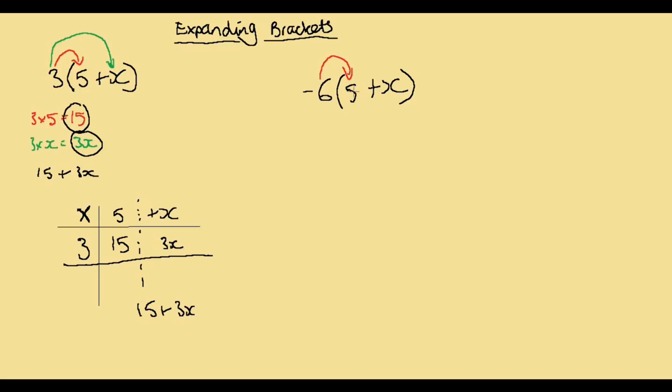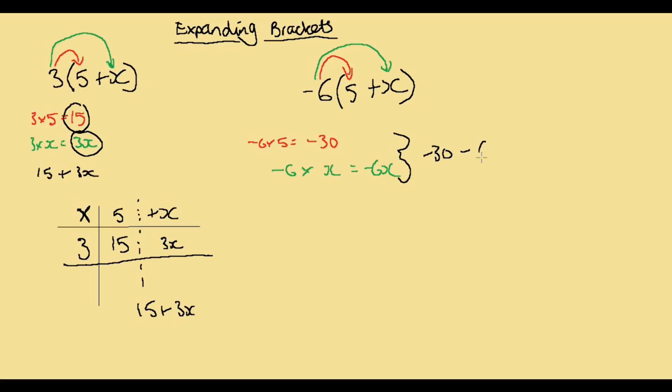Well, the 5 is a positive number, and the 6 is a negative number. So a negative number times by a positive number must be a negative number, and that's going to be a negative 30, because 6 times 5 is 30. So minus 6 times by 5 equals minus 30. Okay, the next calculation we will do is minus 6 times by x. So minus 6 times by positive x, or just x. Well, that must make minus 6x. So our answer will be minus 30 take away 6x.